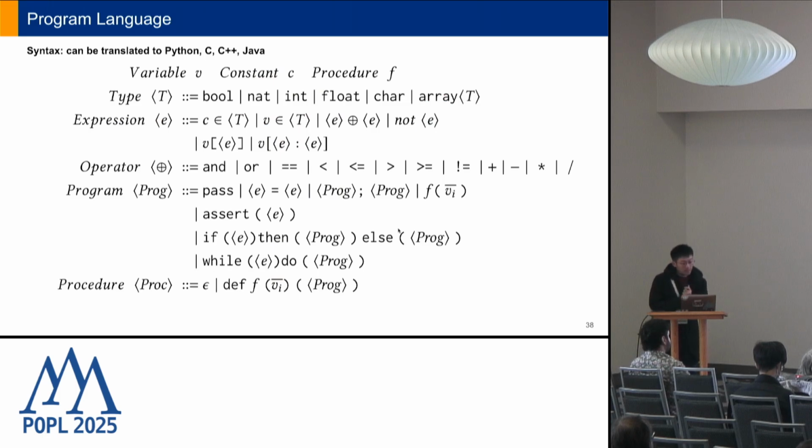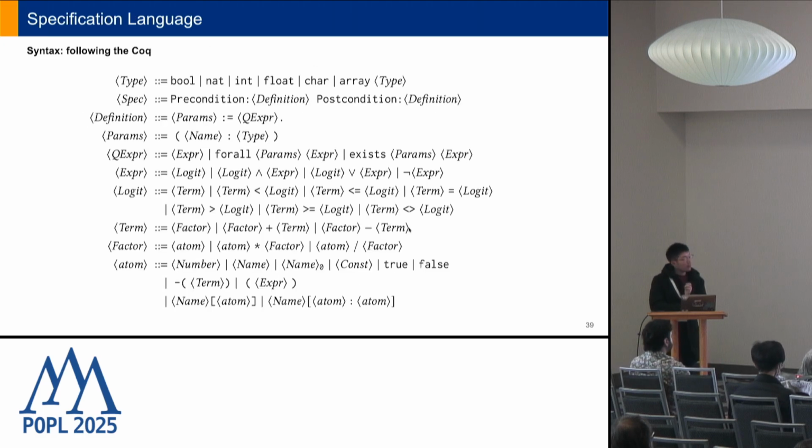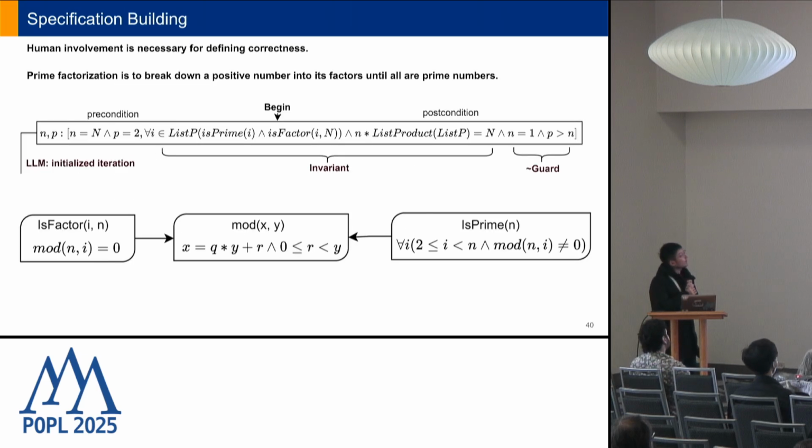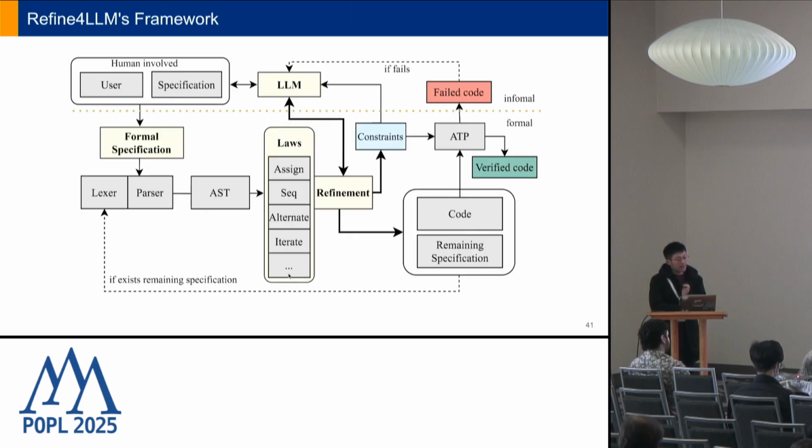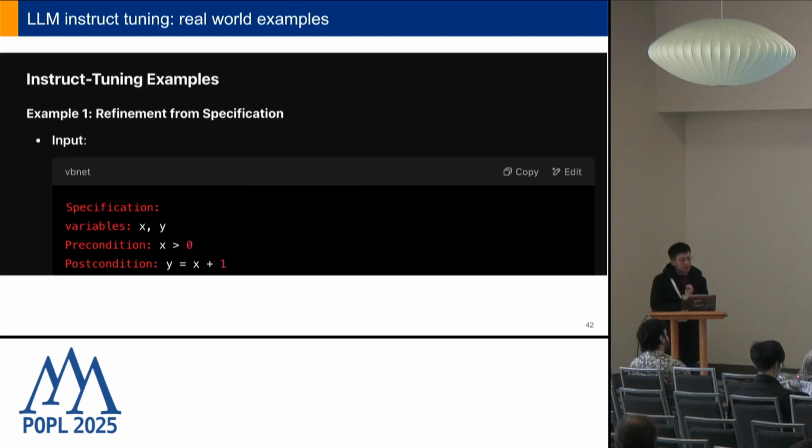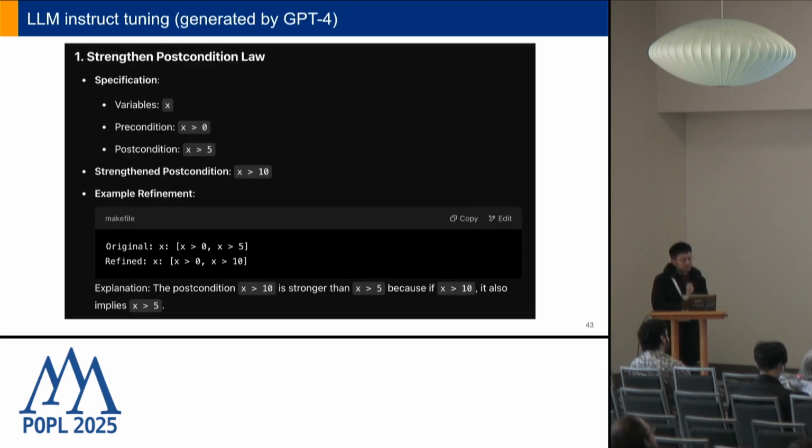So our programming language is kept simple because the larger models are mostly familiar with Python. And our specification language also follows the Coq language. So we also have a specification building part because the specification may be complex, so we can split the specification top-down into some small specifications and refine them one by one and construct the program bottom-up. And we also use some real-world examples to instruction-tune the LLM with the refinement and the laws.